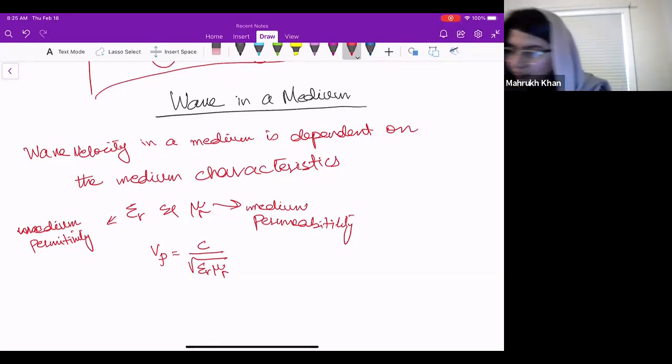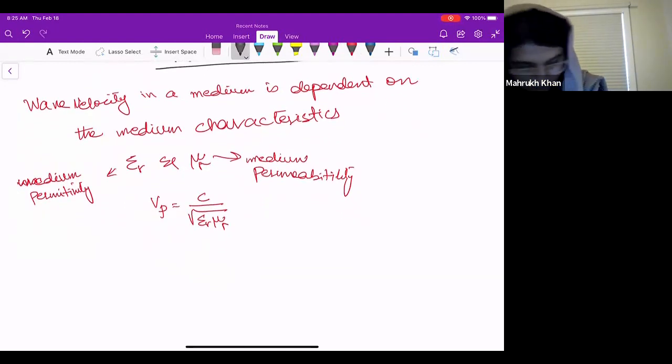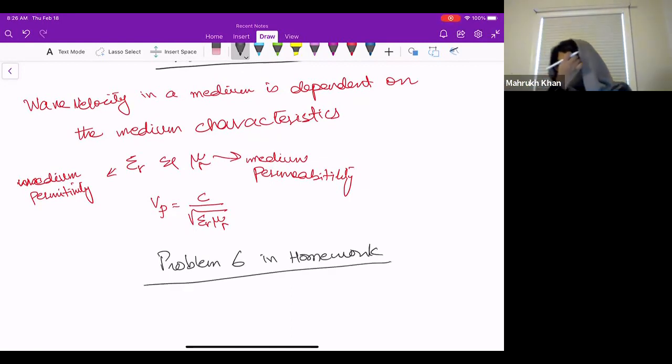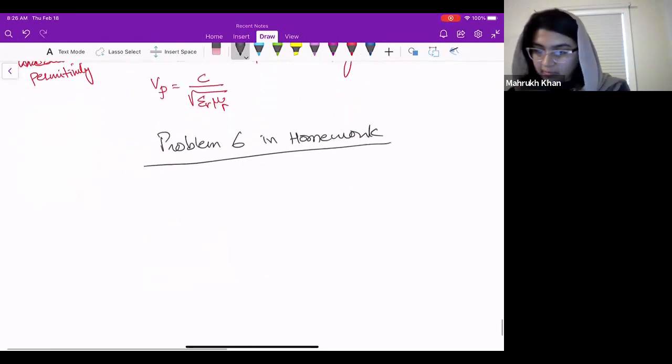Now I will do the problem. But I really want to look at the example problems in the document too, because that will also help you in your homework. So let's do it. I'll write the problem first.